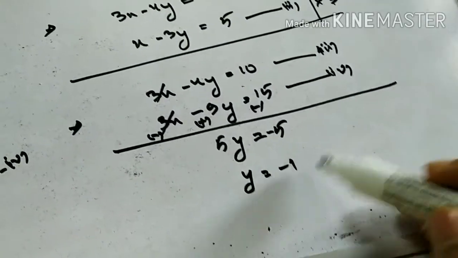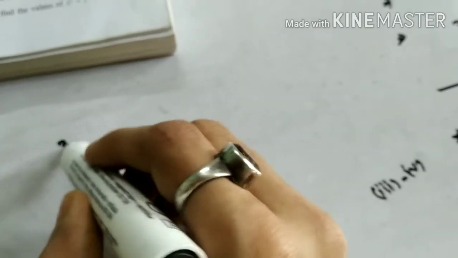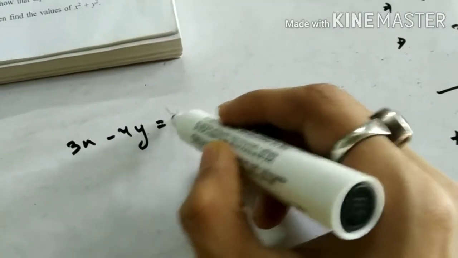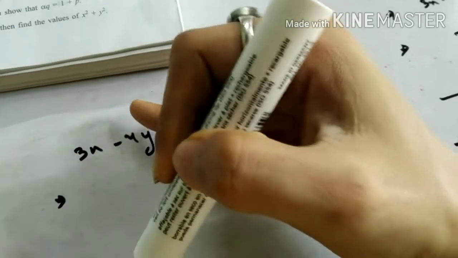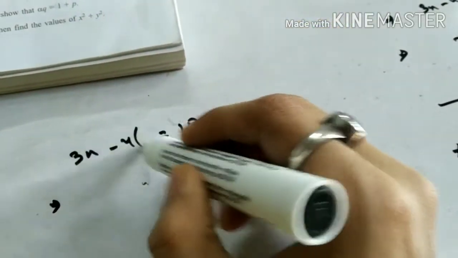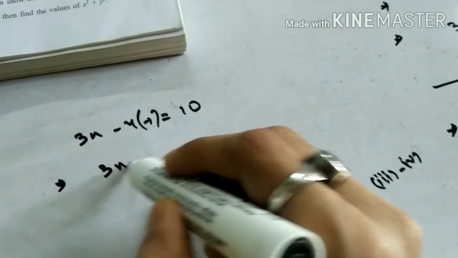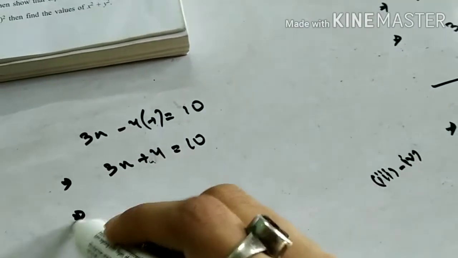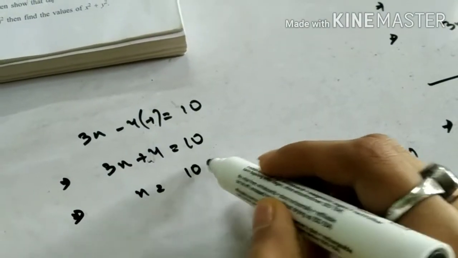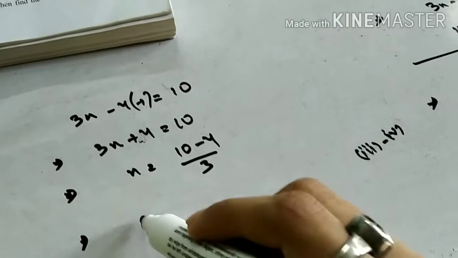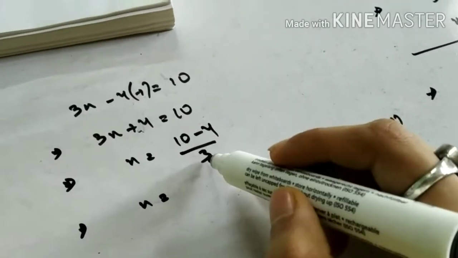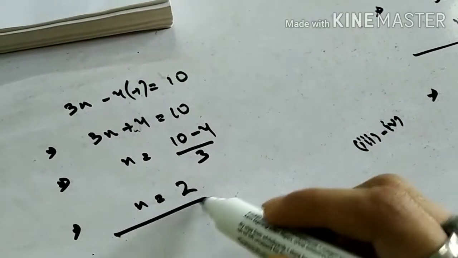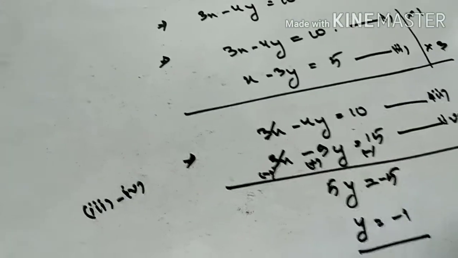Now this y value I will put in any one of the equations. So 3x minus 4y is equal to 10. You put the value of y here, minus 1. So 3x plus 4 is equal to 10. x is equal to 10 minus 4 by 3. So x is equal to 6 by 3, which becomes x is equal to 2. Okay, x is equal to 2 and y is equal to minus 1.